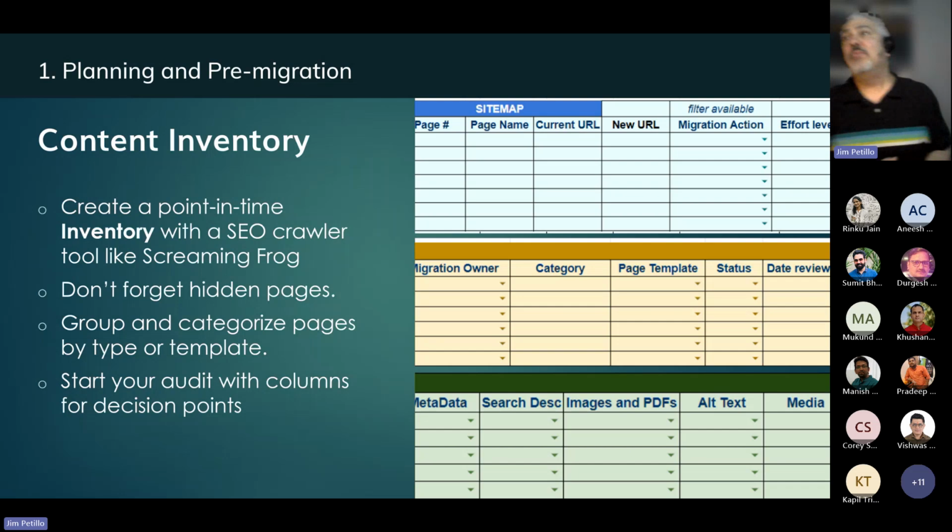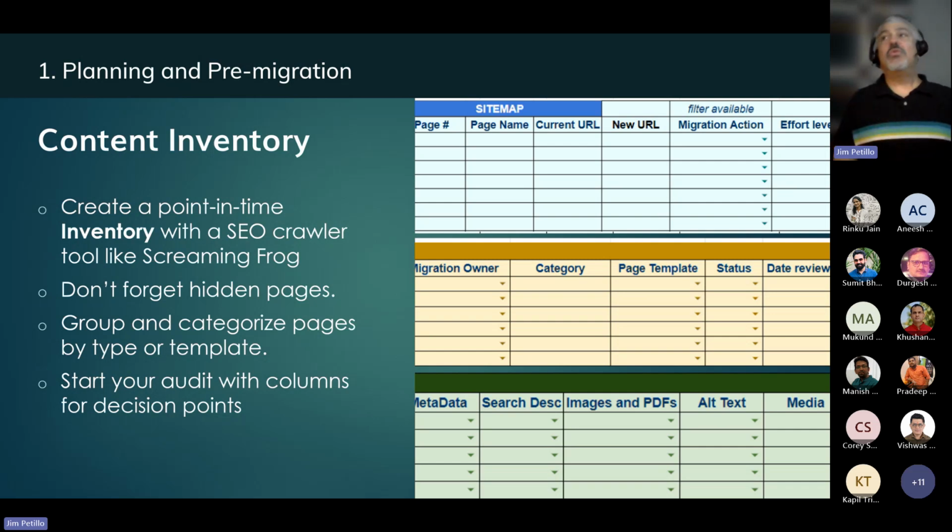So starting out with your inventory, you can have a point in time content inventory done with an SEO crawler tool like Screaming Frog. Additional crawler tools that you can use include Sitebulb and URL Profiler. There's one that I like to use. It's really old. It's called Xenu's Link Sleuth. It's a free PC-based application, but it can be a little bit finicky.